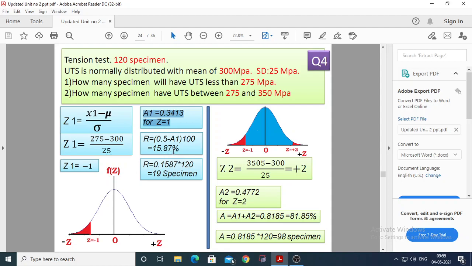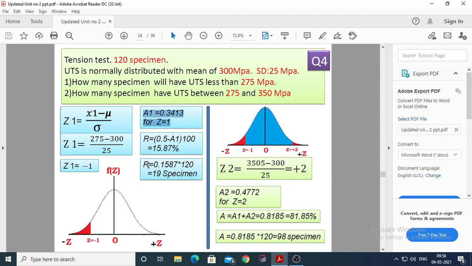This is 15.87%. If they ask how many specimens will have UTS less than 275, then how to calculate? We have the rejection percentage. The tension test is taken on 120 specimens. We know the total number of specimens and we know the area.